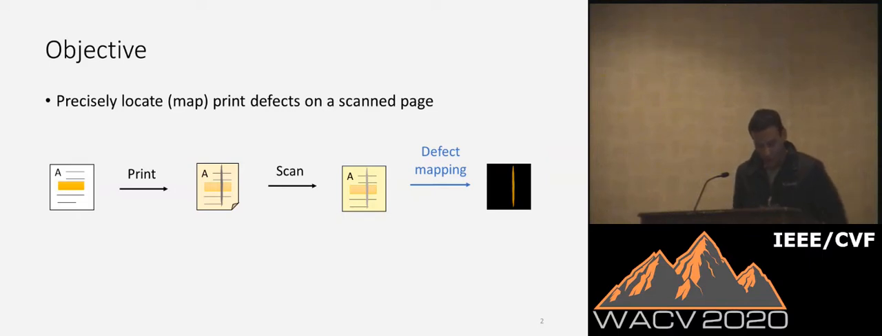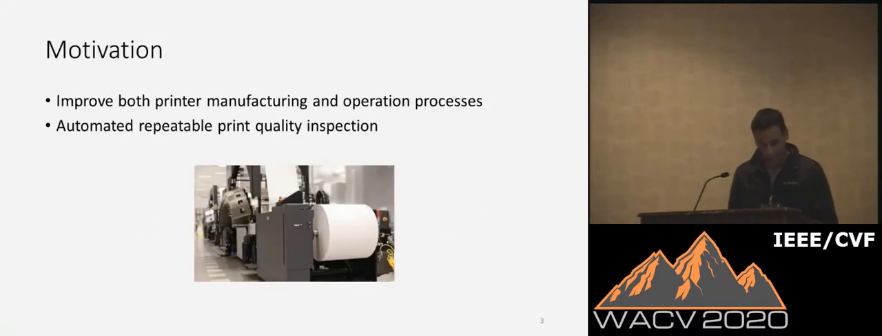So our main objective here is to precisely locate, which we call map, print defects. So let's say here, from left to right, we have a PDF file that you print. You may have a defect that appears. Then when you scan the page back and run our method, it should provide a map like the one in the end with the defect highlighted, okay?